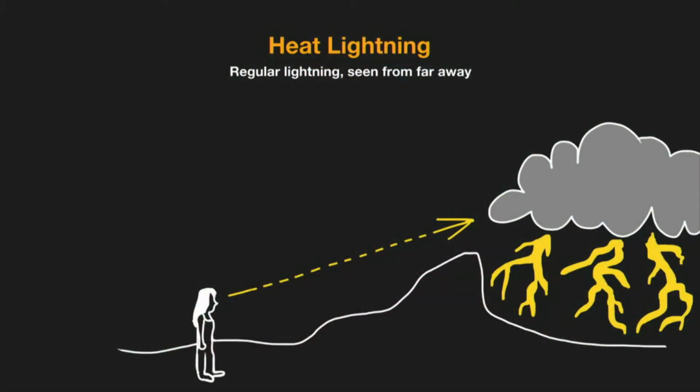This is not true. Heat lightning is not real. It's just regular cloud-to-ground lightning. It's just that you see it from far away. So you don't see the lightning, you don't hear the thunder, but it's still there. Just because you don't see it, just because you only see the bright flashes above it, doesn't mean it doesn't exist. I think it's similar for communities.